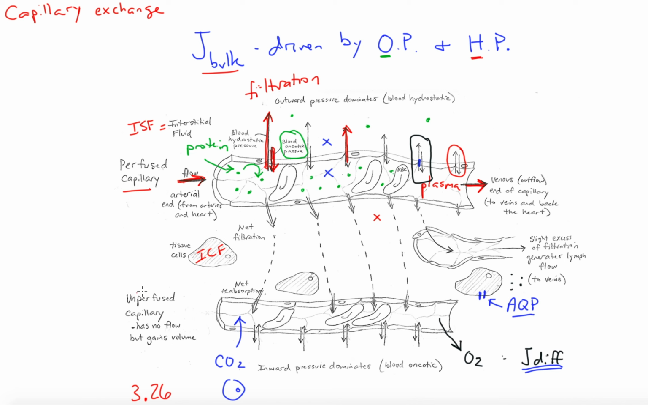But at the bottom here, we have an unperfused capillary. There's no flow, right? There's no inward arrow here. The blood is just sort of sitting in it, right? Not moving, which means the hydrostatic pressure inside, and the reason that's true is that the vessel earlier upstream of this is constricted. It's pinched tighter, so that there's no blood flow through this capillary at this moment.